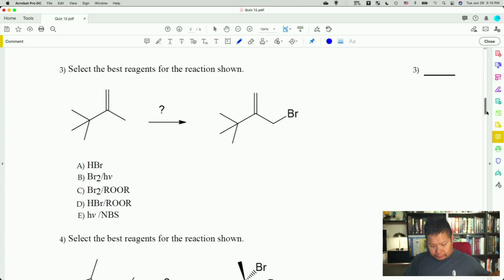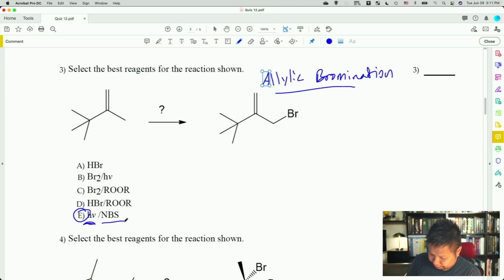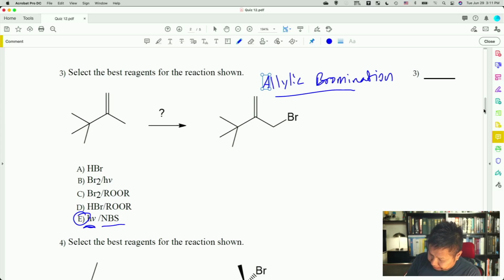Select the best reagents for the reaction below. So here we actually have an allylic bromination. And when you have an allylic bromination, really the only way to do that is to have some light and some NBS. Recall that this is actually a radical reaction that occurs to get an allylic bromination, right? And to do that, we have, again, UV light and NBS will do that for you for allylic bromination.